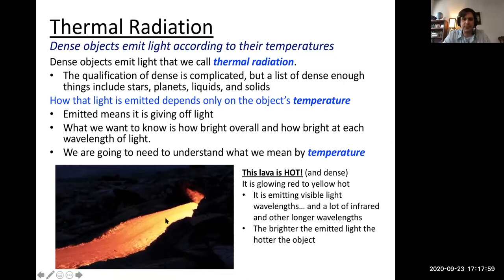And this region that's brighter is going to be hotter than this region that's dimmer over here. So total brightness is connected to the temperature. The hotter it is, the brighter it's going to be.